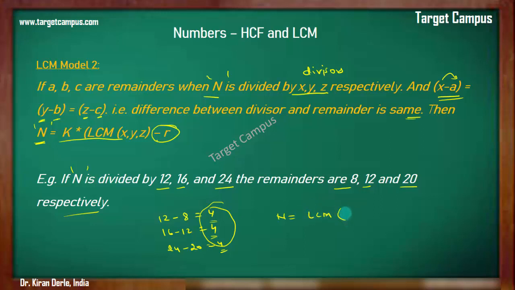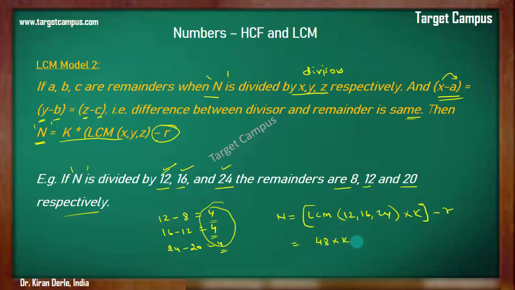LCM of 12, 16, 24 into k minus r, right? r is the common difference. So LCM of these three. The larger number is 24. 24 is divisible by this but not by this, so it cannot be the LCM of all three. 48, yes, 48 has to be divisible by this. It is divisible by this. It is divisible by this. So 48 is the LCM.